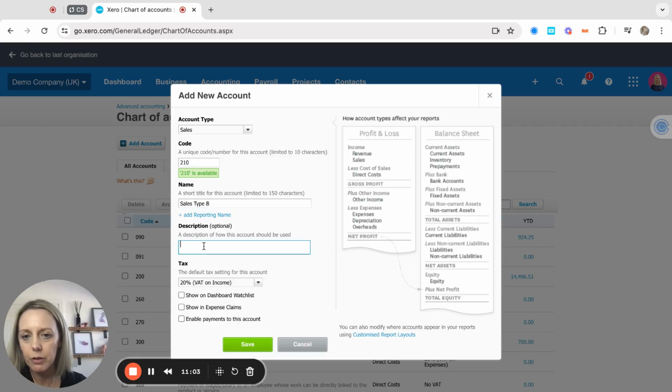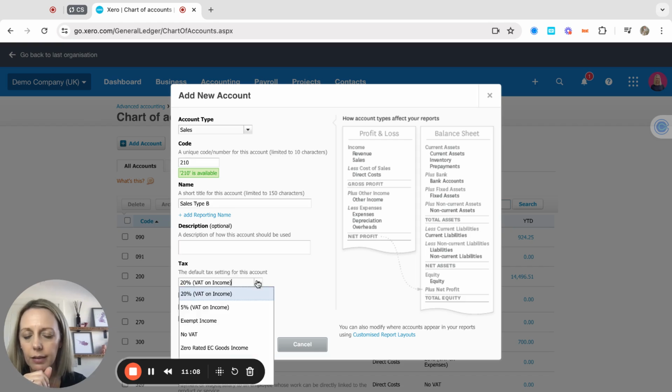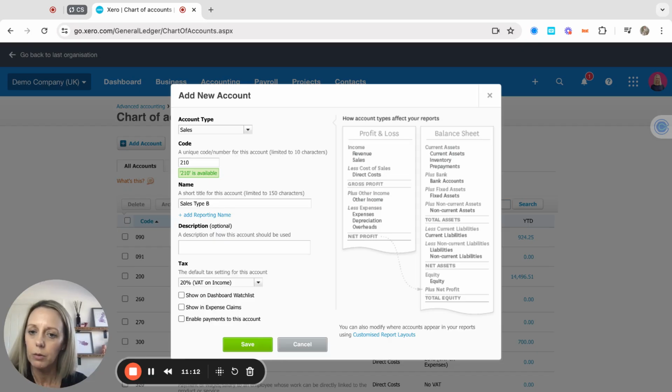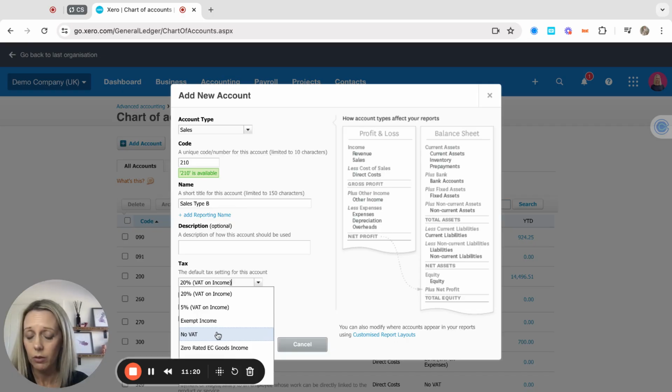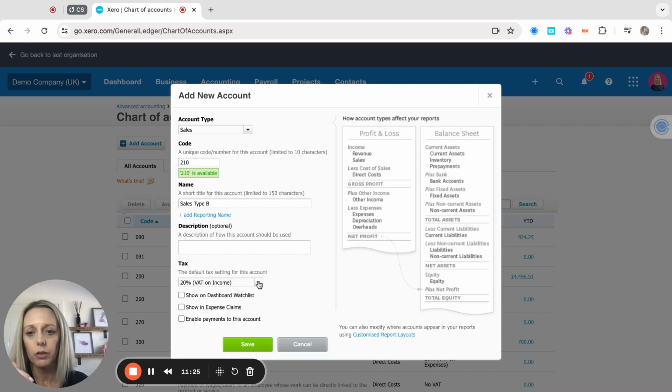You can put a description if it's not obvious, and then you can choose the tax for the default settings. So some things are tax deductible, some things have got VAT on, some things haven't. So for example, if it's children's clothes, there's no VAT on there, so you just set that to no VAT. Same with postage and things like that. So you set it as it needs to be done.